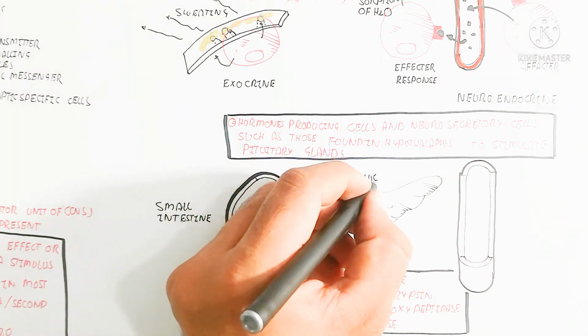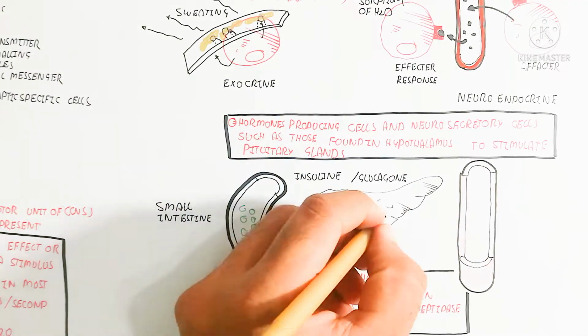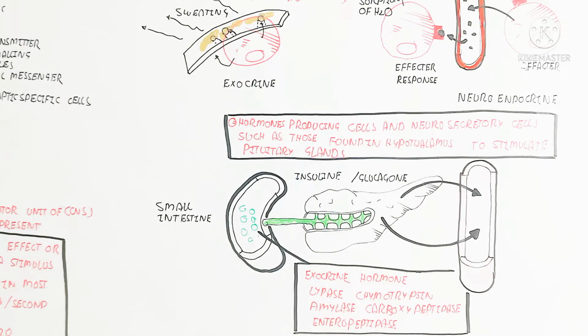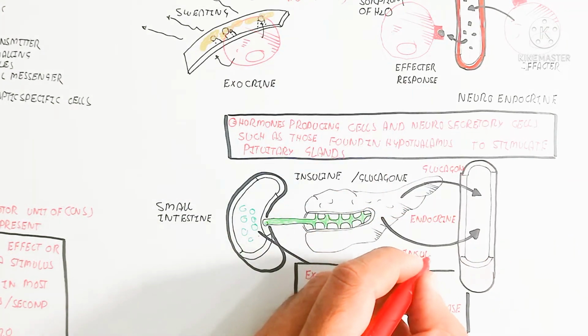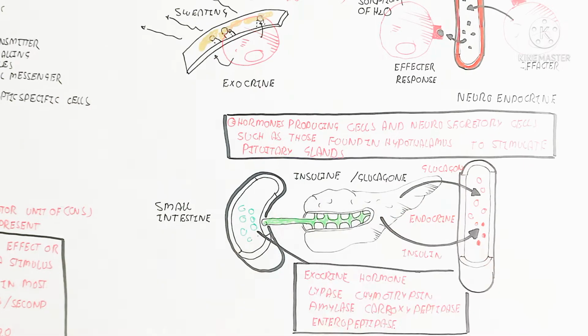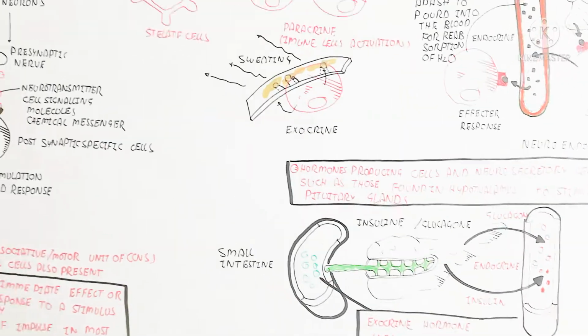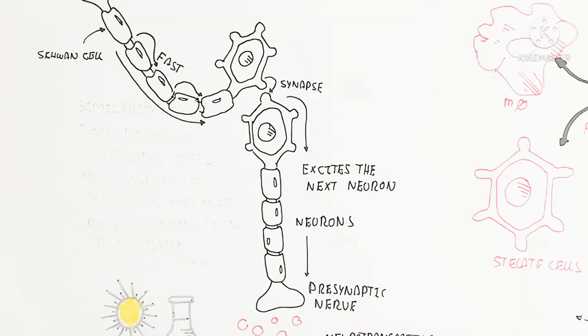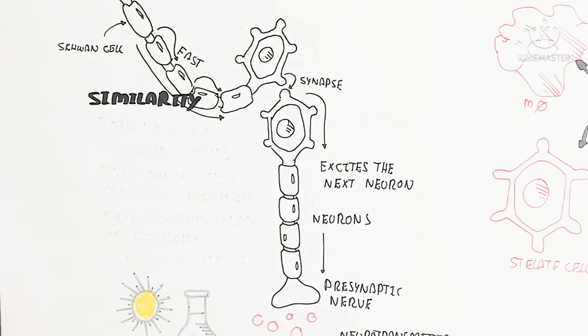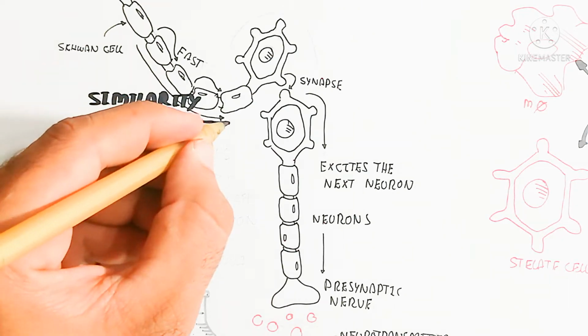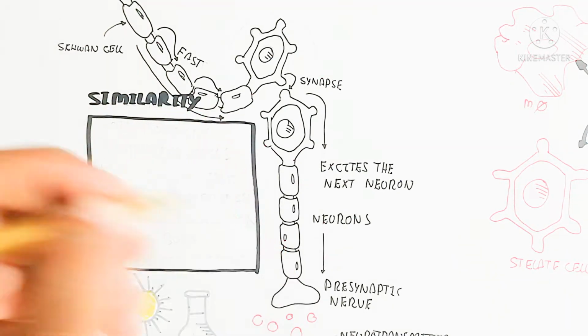While insulin and glucagon are endocrine. Why? Because they go into the blood circulatory system. Glucagon increases the sugar level, while insulin decreases the glucose level in the blood circulatory system for absorption into muscle and tissue.